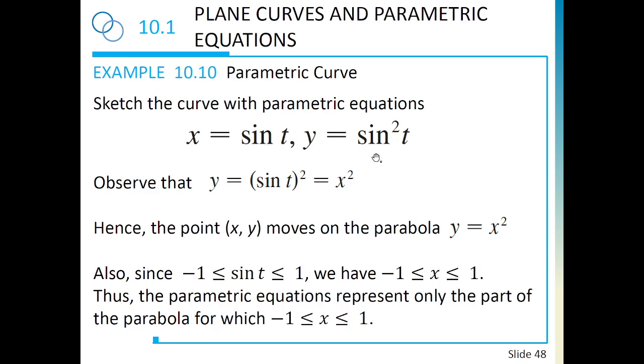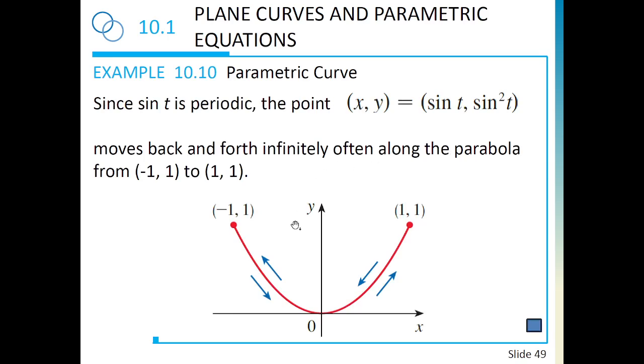So this specific plane curve is not actually y equal x square. It's just one part of it. One part for which x runs between -1 and 1, and y will run from 0 to 1. Again, these parametric equations are giving the shape of the curve and also restrictions, and they tell us how the particles are moving.